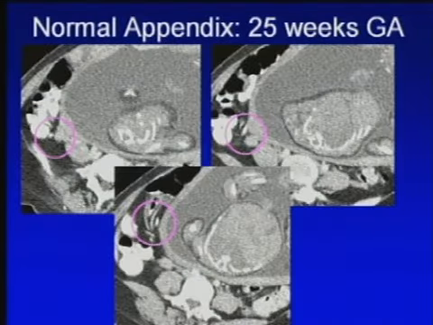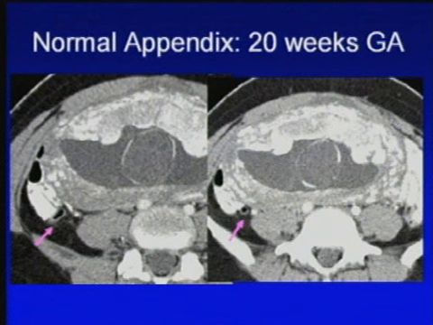Here are some examples from our practice. So here's a woman at 25 weeks gestational age. We see a normal appendix here. Again, it's located between the gravid uterus and the cecum. I think if you didn't give oral contrast, it would be very difficult to see this. What you might want to do is turn the patient a little bit in the left lateral decubitus position, and that may make visualization of the appendix a little bit easier.